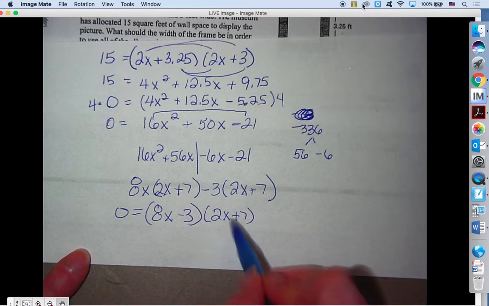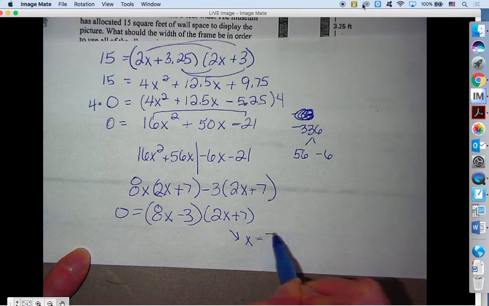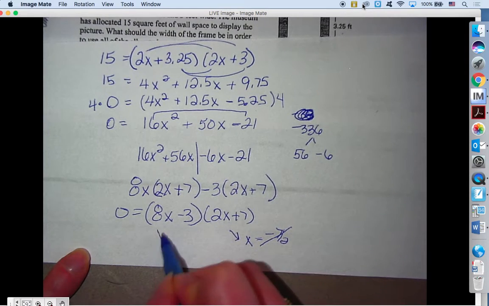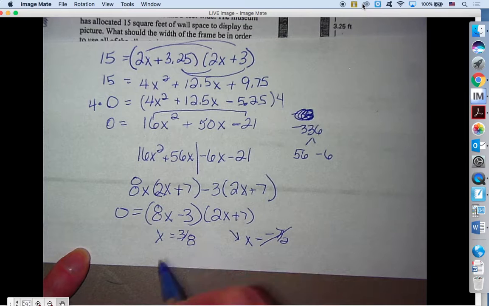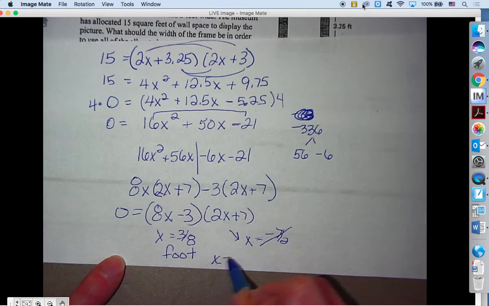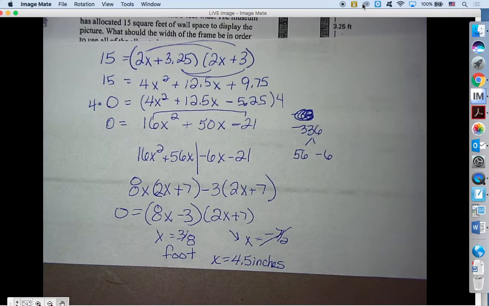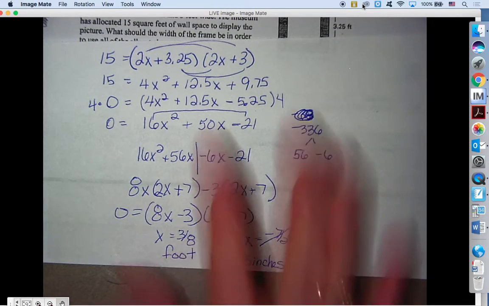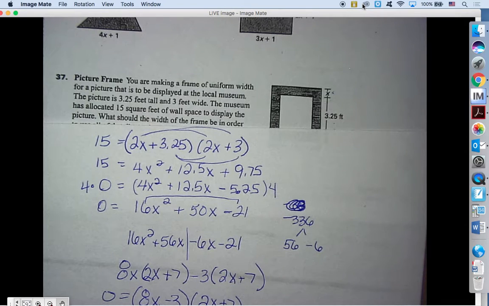So if you solve each of these, you get negative 7/2, which we can't have as a negative. You get positive 3/8. That's 3/8 of a foot, which is 0.375 feet. Does anybody know how many inches that is? If you take 0.375 times 12. Yeah, 4.5 inches. So that's the picture frame. So think like you have a 4-inch picture frame going around the picture that's already there. So that's a nice size picture frame.